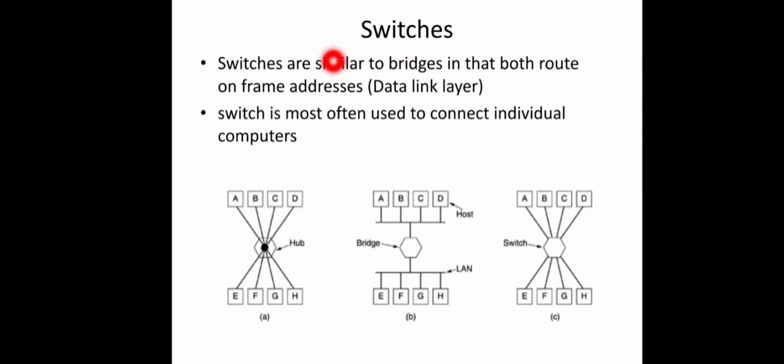Next comes the switch. A switch is similar to a bridge because both of them work in the data link layer. Both of them forward frames according to the frame address. But the main difference is that a switch is most often used to connect individual computers, whereas a bridge connects individual LANs. You can see here one configuration in which a bridge is used to connect two different LANs, whereas with the switch the individual computers are directly connected to the switch.